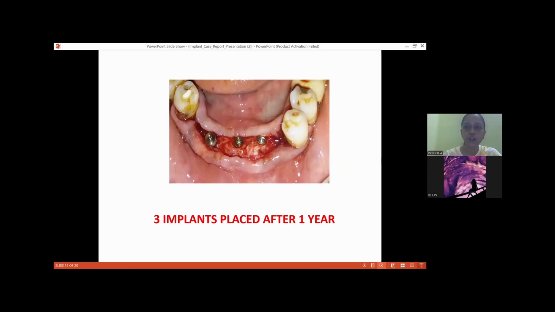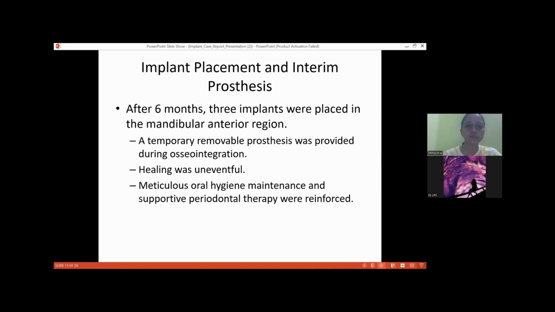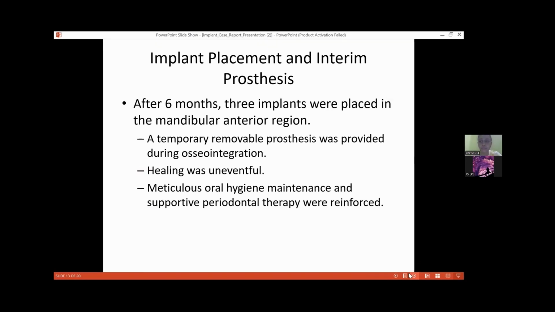After 1 year of socket preservation, three implants were placed at the site. Three implants were placed in the mandibular anterior region. A temporary removable prosthesis was provided during the osseointegration phase. The healing was uneventful, and meticulous oral hygiene maintenance and supportive periodontal therapy were reinforced every 3 months in order to maintain the patient's oral hygiene and periodontal stabilization.